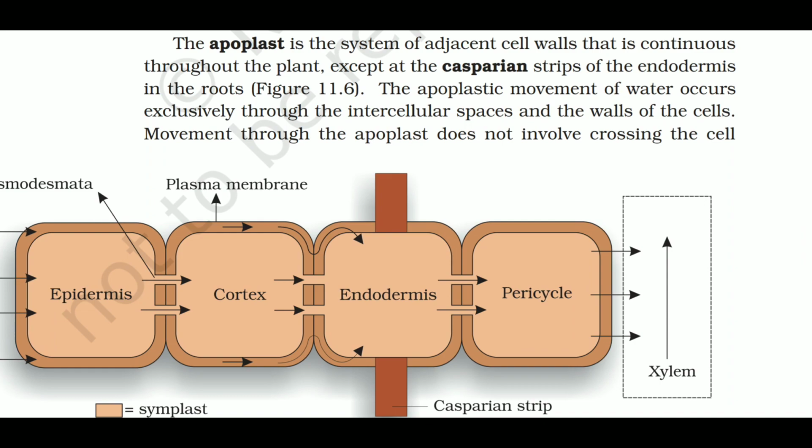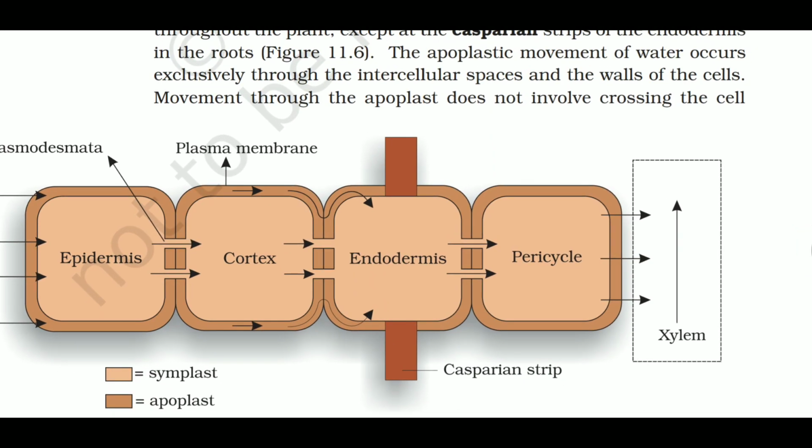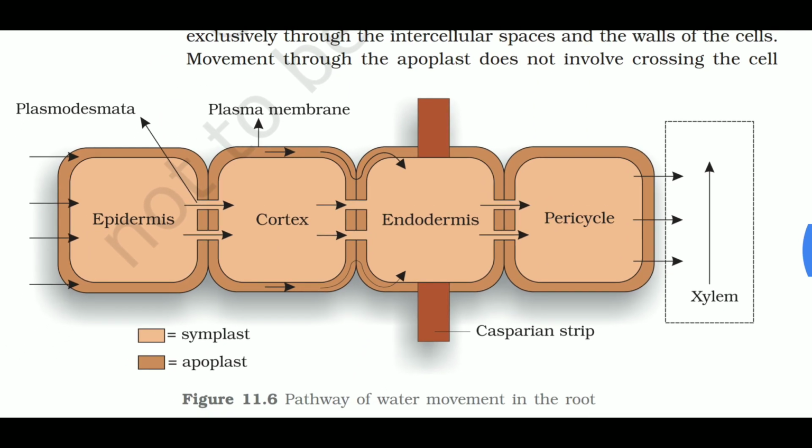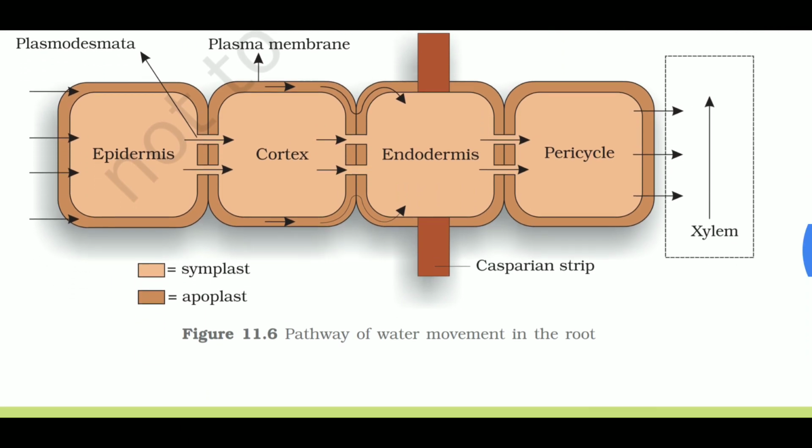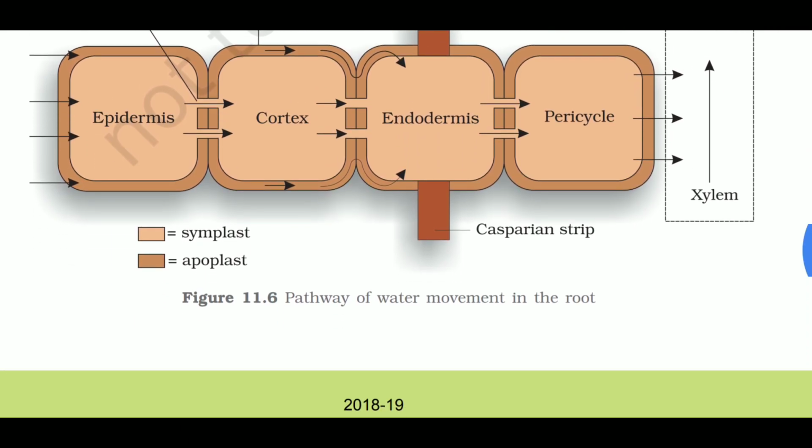We have already seen that the cell wall is freely permeable. So the apoplastic movement of water occurs exclusively through the intercellular spaces and the walls of the cells. Movement through the apoplast does not involve crossing the cell.